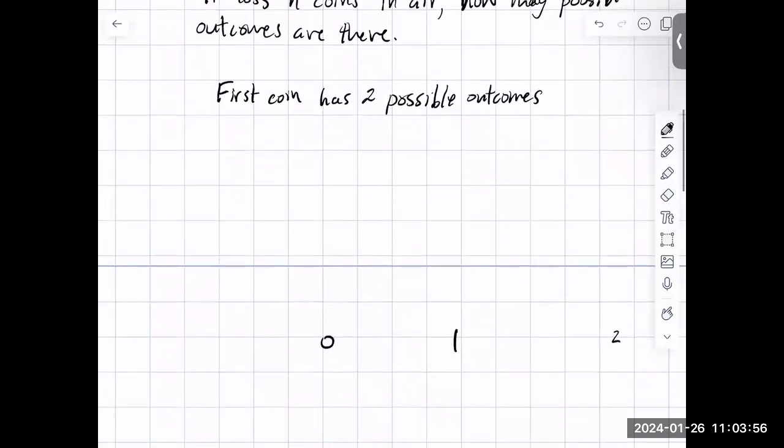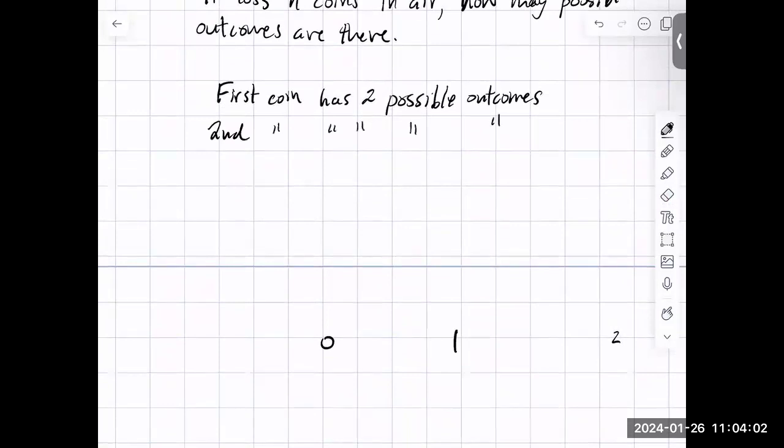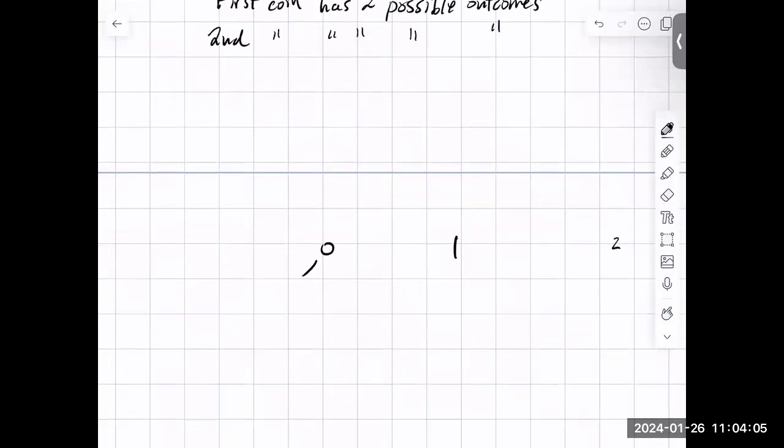Okay. And so then obviously the second coin also has 2 possible outcomes. We could get a 0 or a 1 for that second coin, and we could get that 0 or 1 whether the first coin was 0 or the first coin was 1. And so what we see then is that there are 4 possible outcomes after we looked at 2 coins, and we could write 4 as 2 to the power 2.